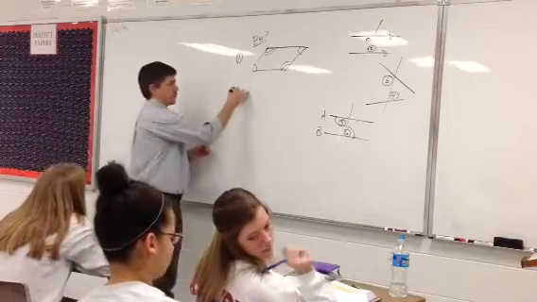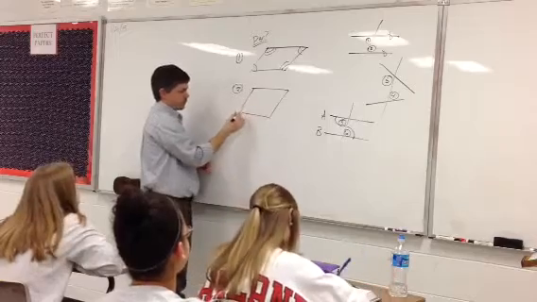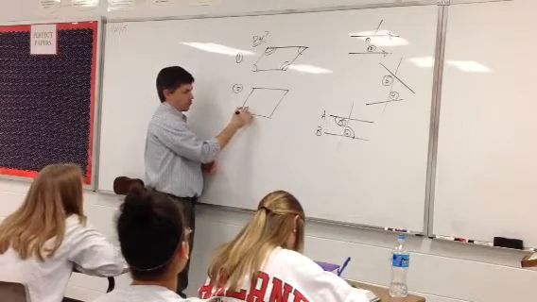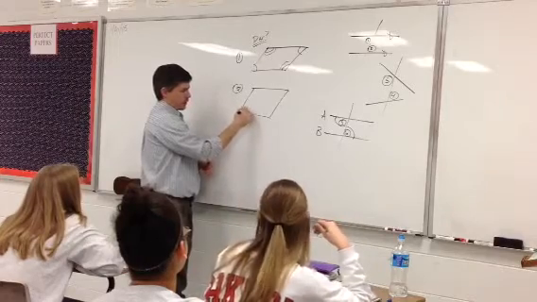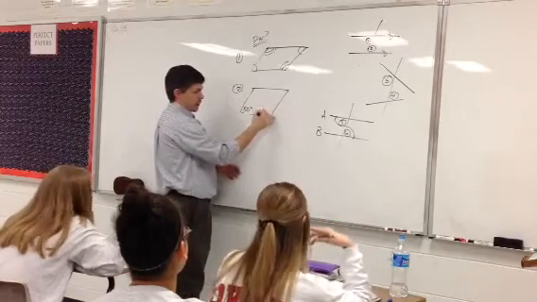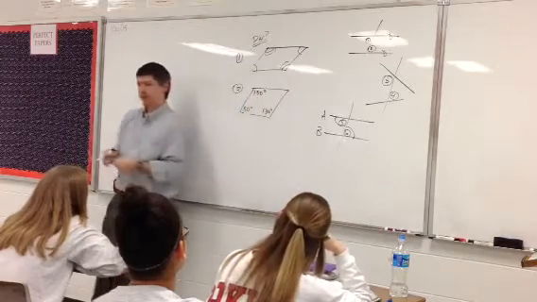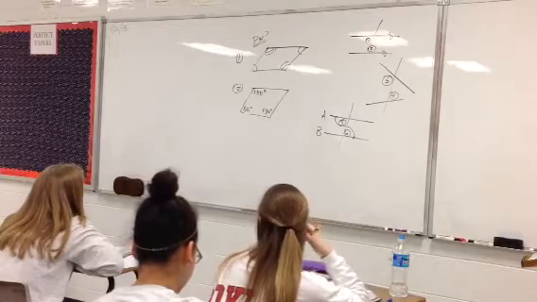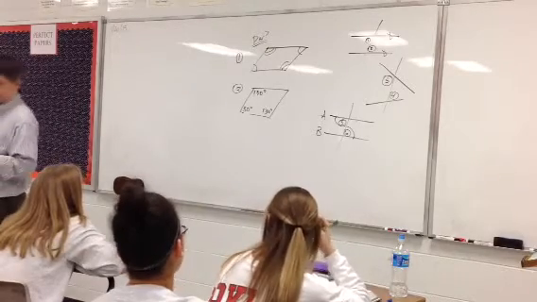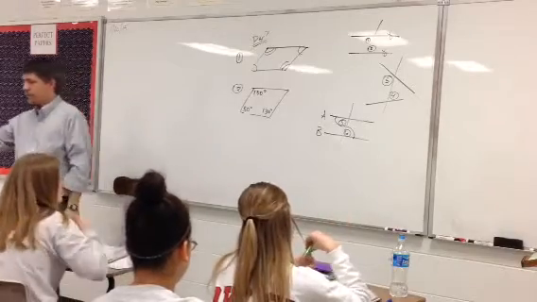So number 2. We'll just do this. 50 degrees, 130 degrees, and 130 degrees. Does that prove that it's a parallelogram? Yes. Why? Opposite angles are congruent. Okay, it's not all angles. One angle is supplementary.